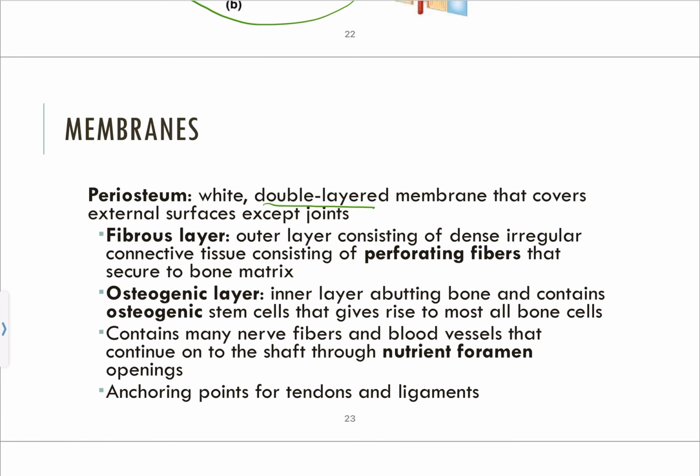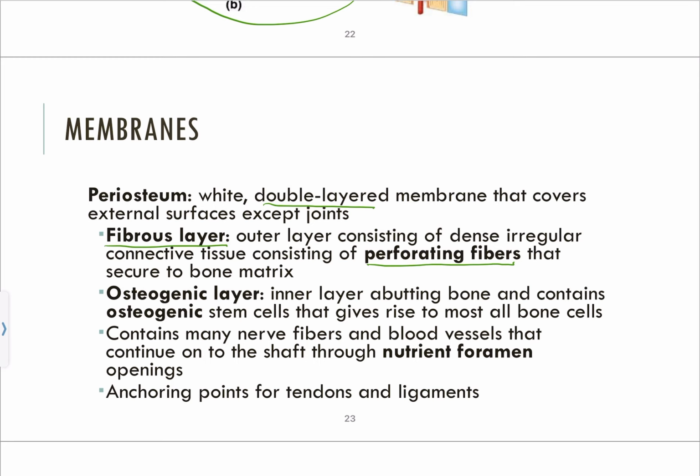The outermost layer of the periosteum is what we call the fibrous layer. It's made up of dense, irregular connective tissue, but what's most important is that it has these protrusions off of the fibrous layer. And these protrusions off the fibrous layer are what we call perforating fibers. And these fibers are going to help adhere the periosteum to the compact bone itself.